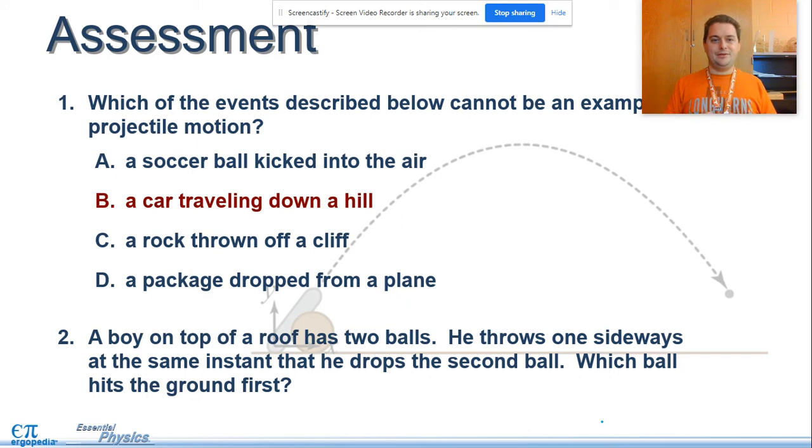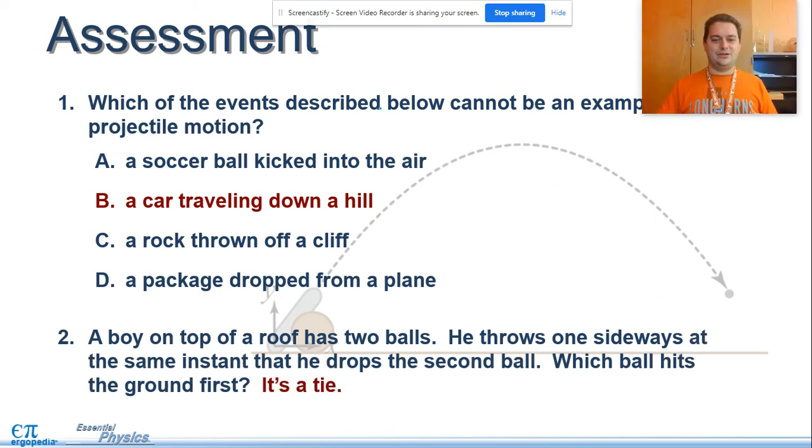Believe it or not, remember I said height. If you fire a gun and drop a bullet at the same height, they should hit the ground at the same time. So, height is all that matters. Shoot a gun and drop a bullet at the same time, and they should hit the ground at the same time.